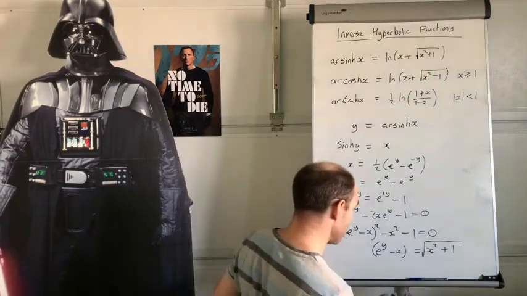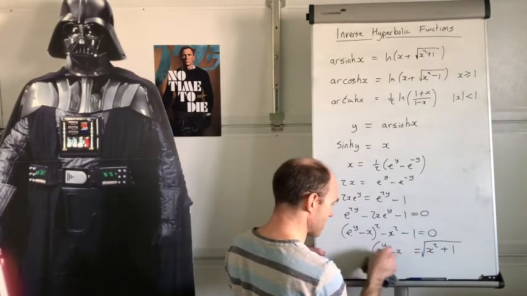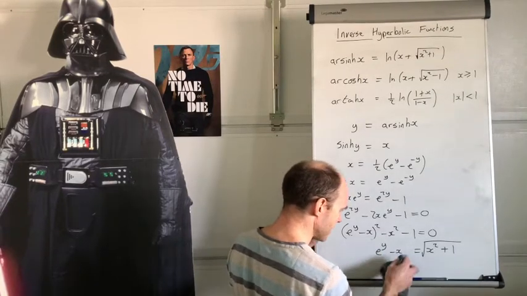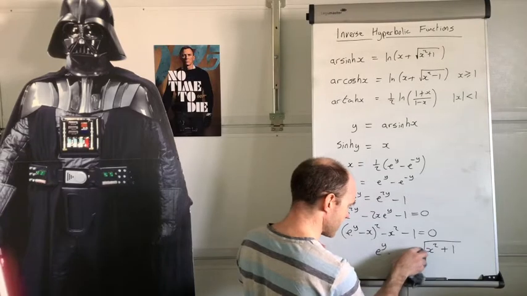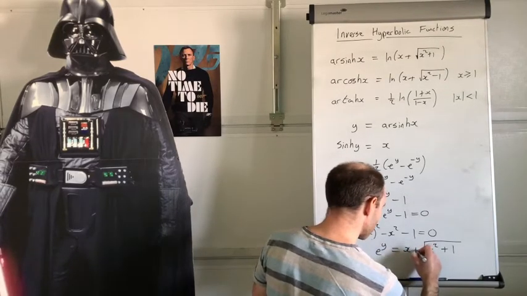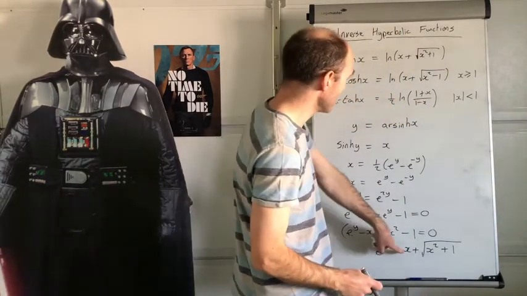I'll answer that question again in a minute. Then what I'm going to do is add the x to both sides, now that I've square rooted both sides, so I've just got that. Then I have e^y is equal to x plus that. And I'm hoping the last stage is obvious: y equals natural log of that, which is this.